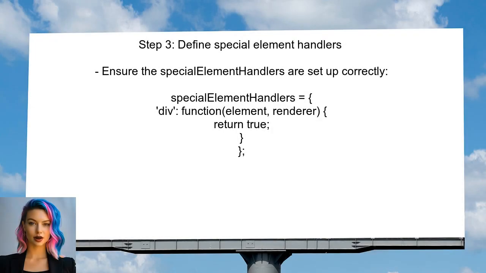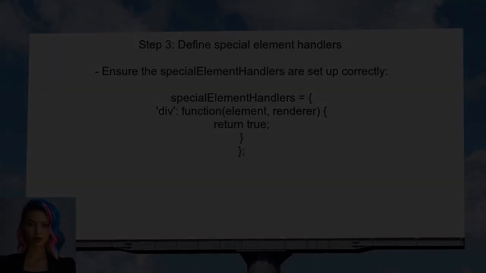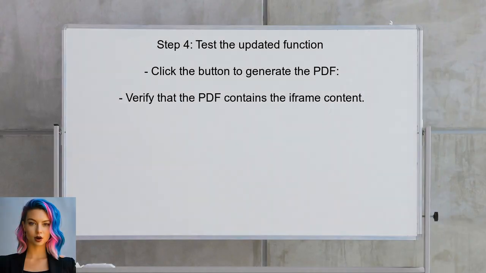Now let's check the special element handlers. The user should ensure that any elements that need to be bypassed are correctly defined. This will help in extracting the content properly. Finally, the user should test the updated function to see if the PDF is generated with the iFrame content. They can do this by clicking the button that triggers the toPDF function.